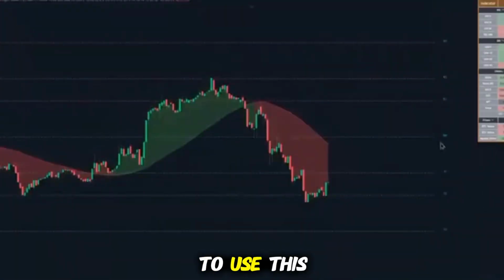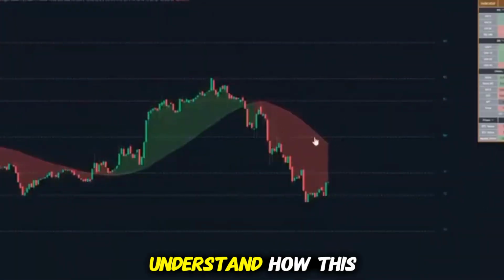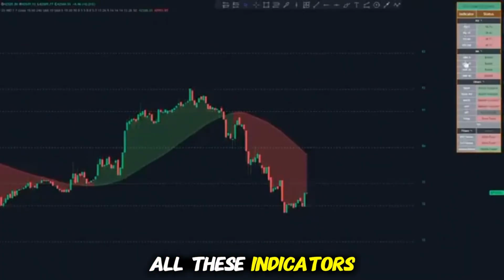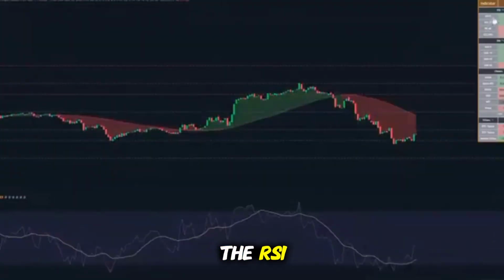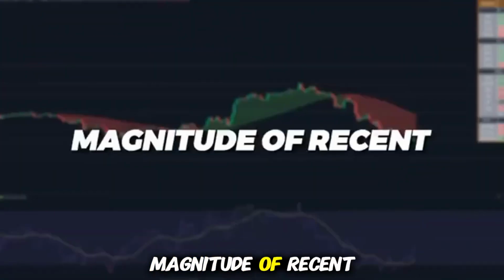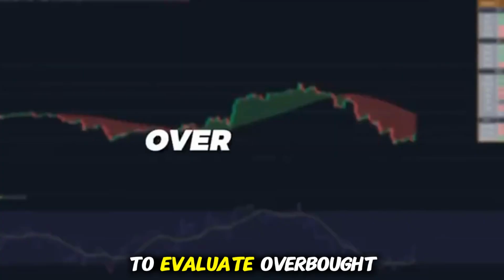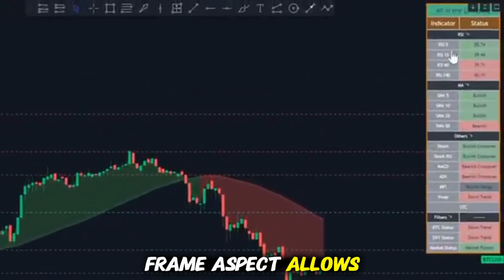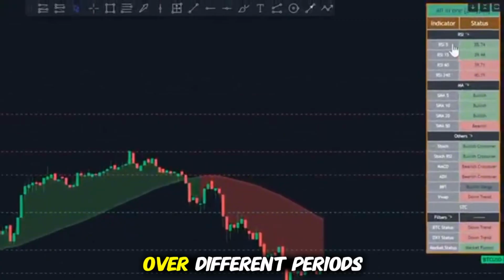Now, in order to use this indicator to trade, we need to understand how this dashboard or table actually works. To do that, let's go over all these indicators one by one. The RSI measures the magnitude of recent price changes to evaluate overbought and oversold conditions in the market. The multi-timeframe aspect allows viewing of the RSI values over different periods of time simultaneously.